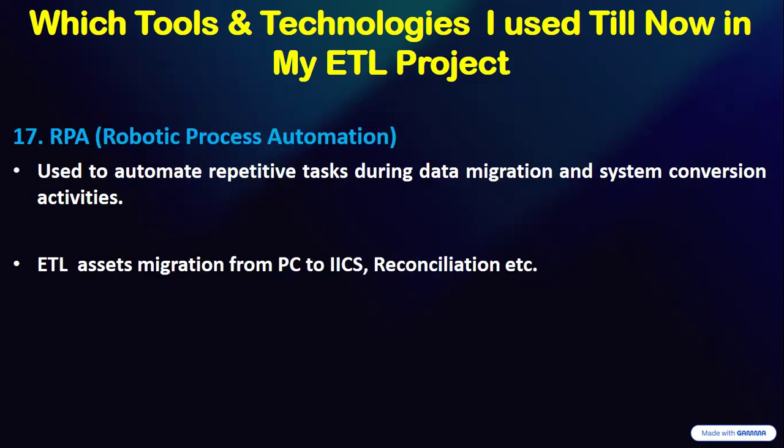Okay, then the next important tool is the RPA tool. This is the most important tool in the ETL field, generally in migration ETL projects. RPA stands for robotic process automation, and it is generally used to convert code from legacy Informatica to modern Informatica. Whatever assets were previously developed in PowerCenter can easily be converted into the IICS format.